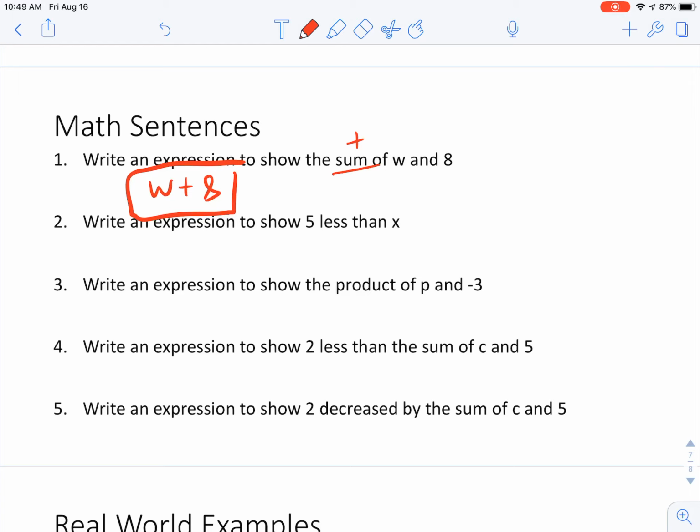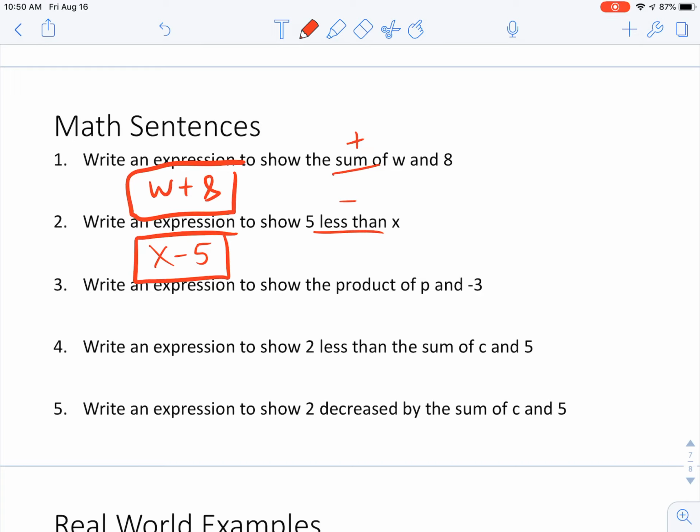Write an expression to show 5 less than x. If you're feeling confident at this point, you can at any point pause the video, try the rest of these problems on your own, and go back and check the answers using the video. So this one's a tricky wording problem. 5 less than x means subtraction, but you have to be careful with the order here. If you're going 5 less than x, you're actually taking x and decreasing it by 5. So it's x minus 5. Writing 5 minus x would actually be wrong, so please be careful.